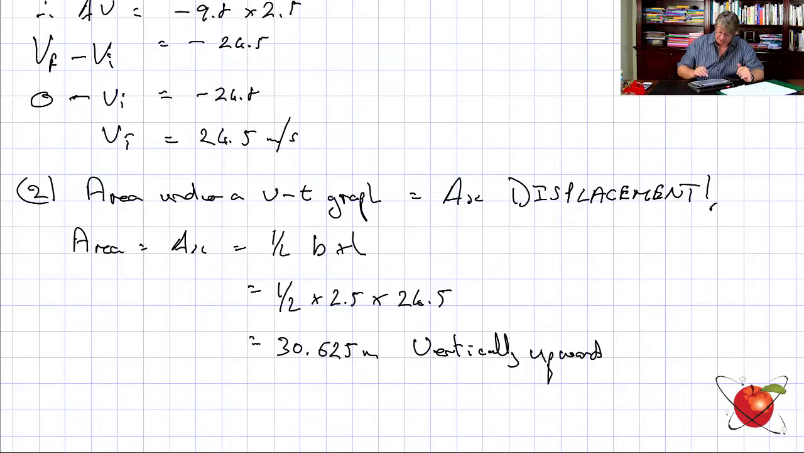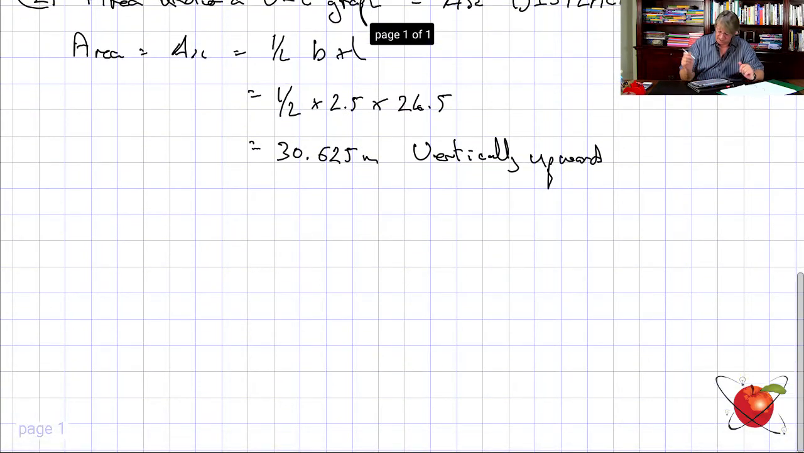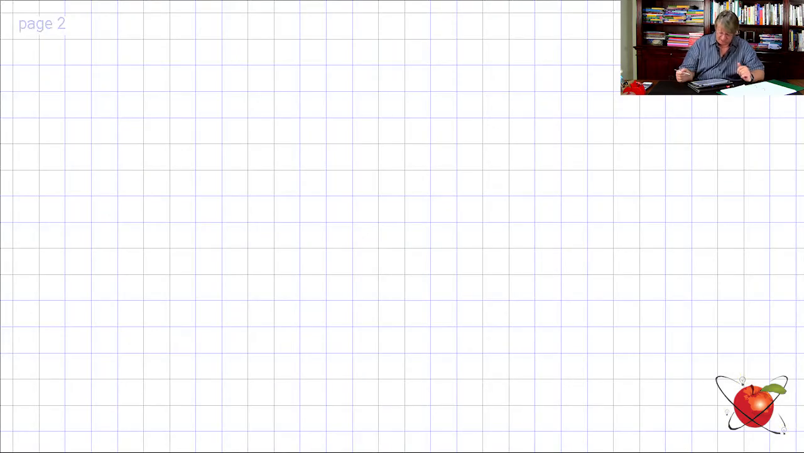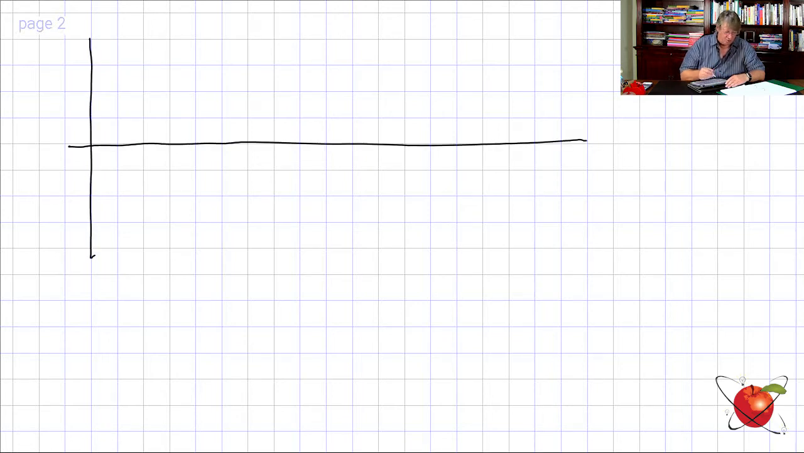I've just drawn up a stock standard VT graph here. Let me just get to a new page, I think it'd be better. All right, just bear with me a second while I draw it. And I'm saying that's to there.